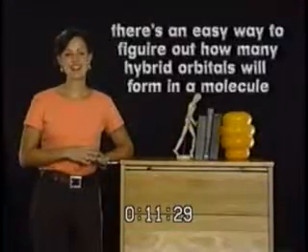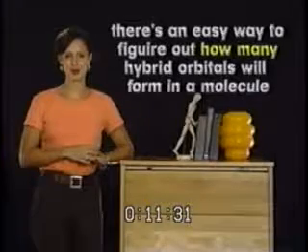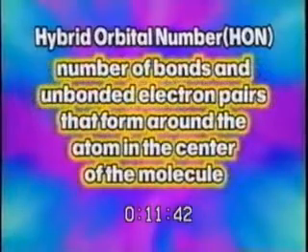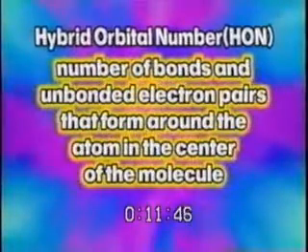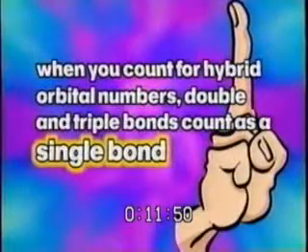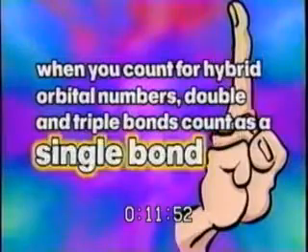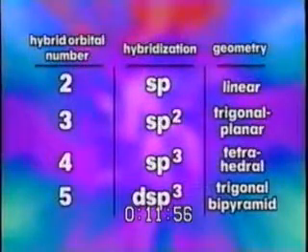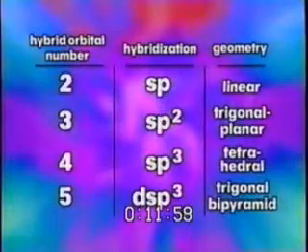Conveniently, there's an easy way to figure out how many hybrid orbitals will form in a molecule. A molecule's hybrid orbital number will tell you how many hybrid orbitals the molecule needs. The hybrid orbital number is the number of bonds and unbonded electron pairs that form around the atom in the center of the molecule. When you count bonds for hybrid orbital numbers, double and triple bonds count as a single bond. This chart will tell you how the orbitals will hybridize based on the hybrid orbital number. Yippee!